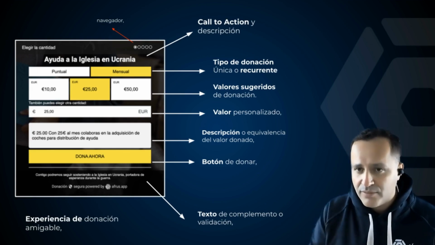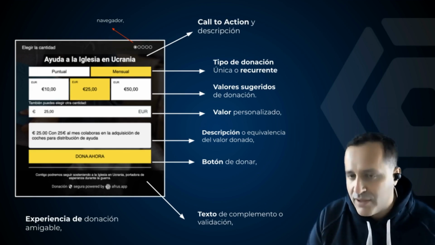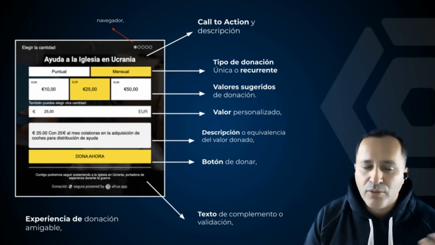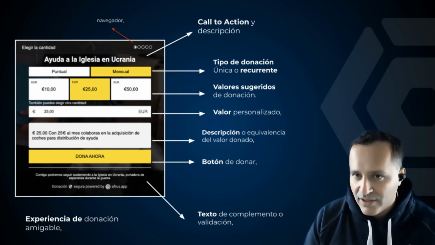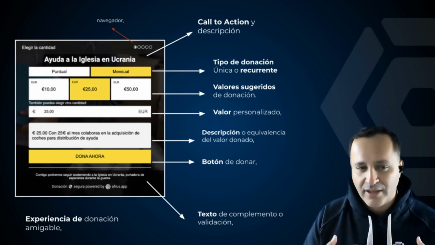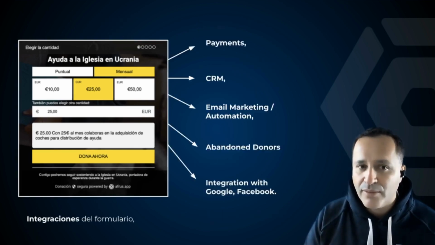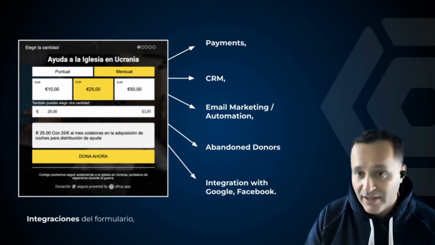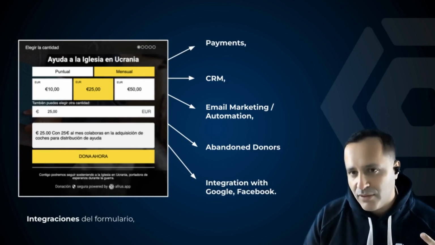So it is very important that the form is placed well, the text is designed well, and the call to action is crafted as well as possible. It's important to note that the form, though seemingly harmless, is advanced technology connecting you with your payment, CRM, and email marketing platforms, all powered by Afros. It captures abandoned data and integrates natively with Google and Facebook, which we'll discuss later.